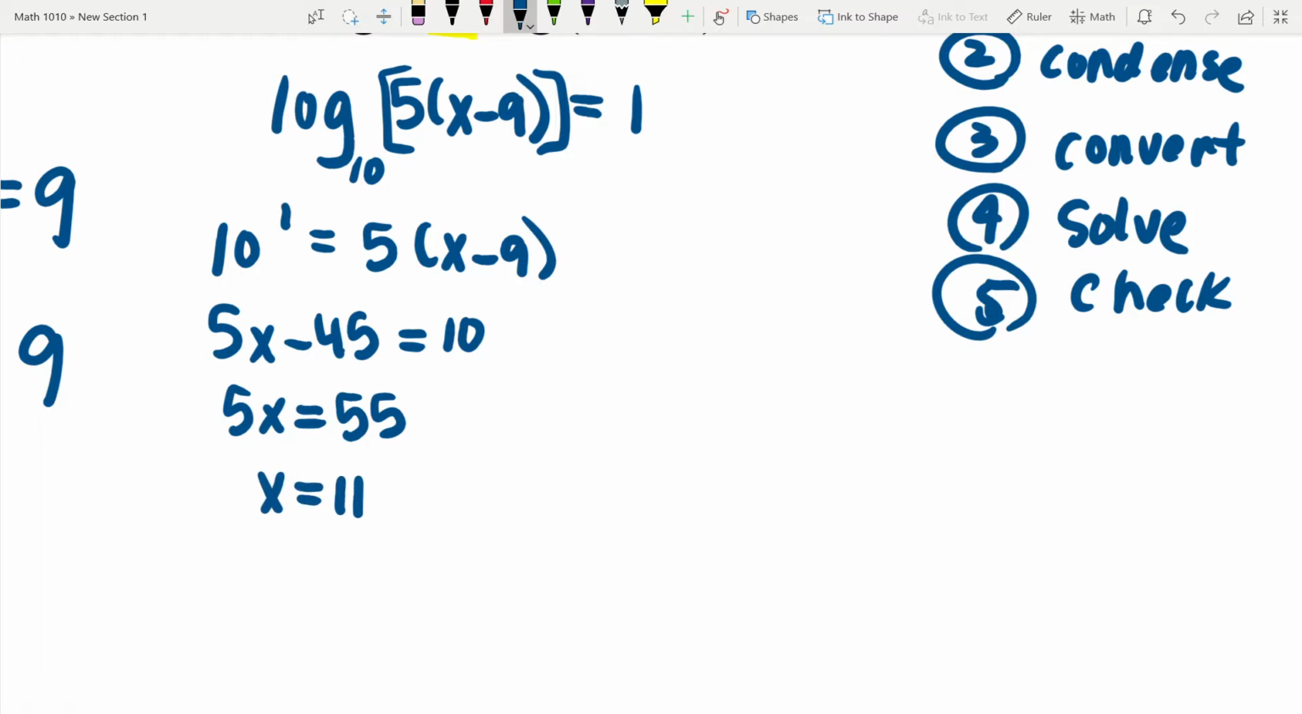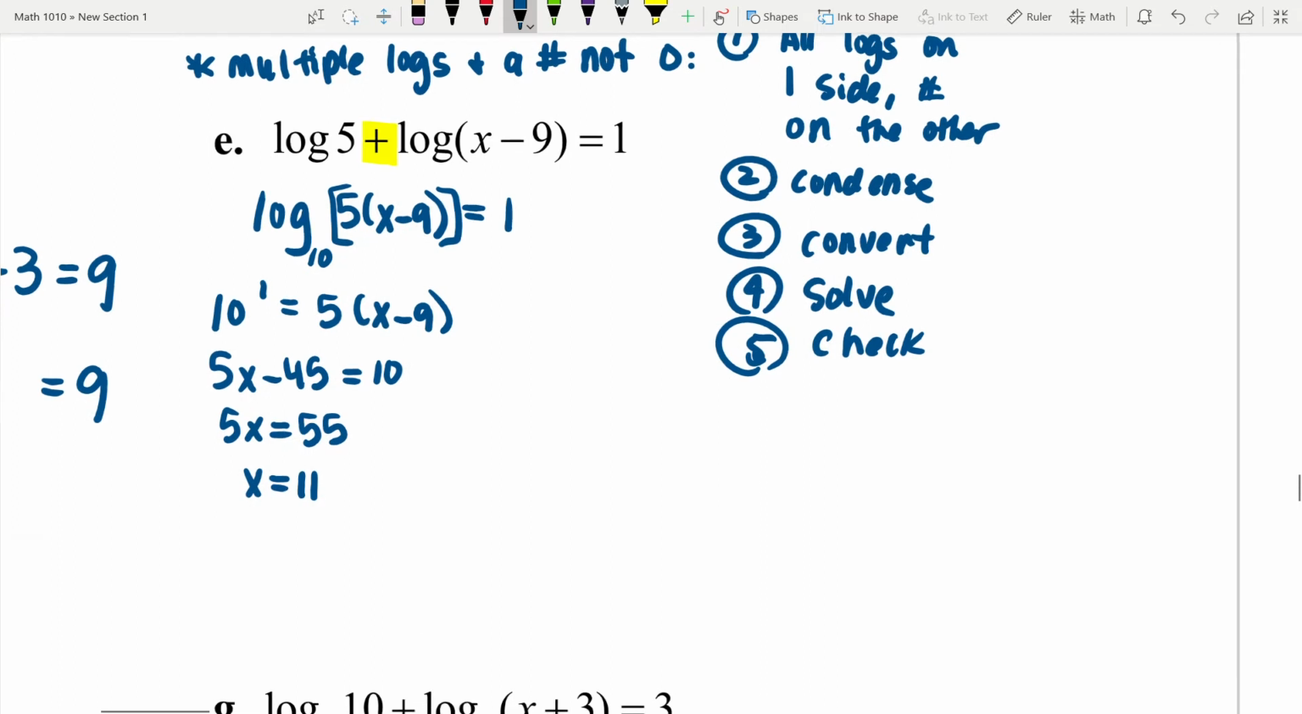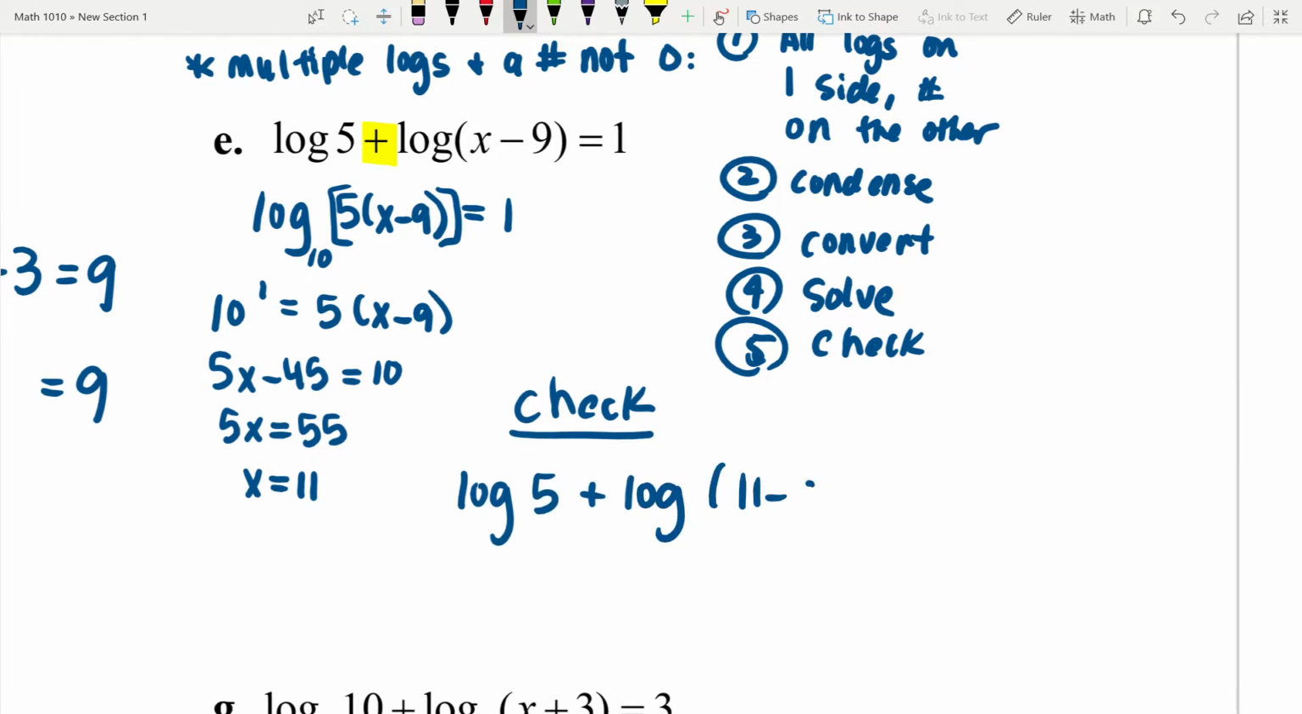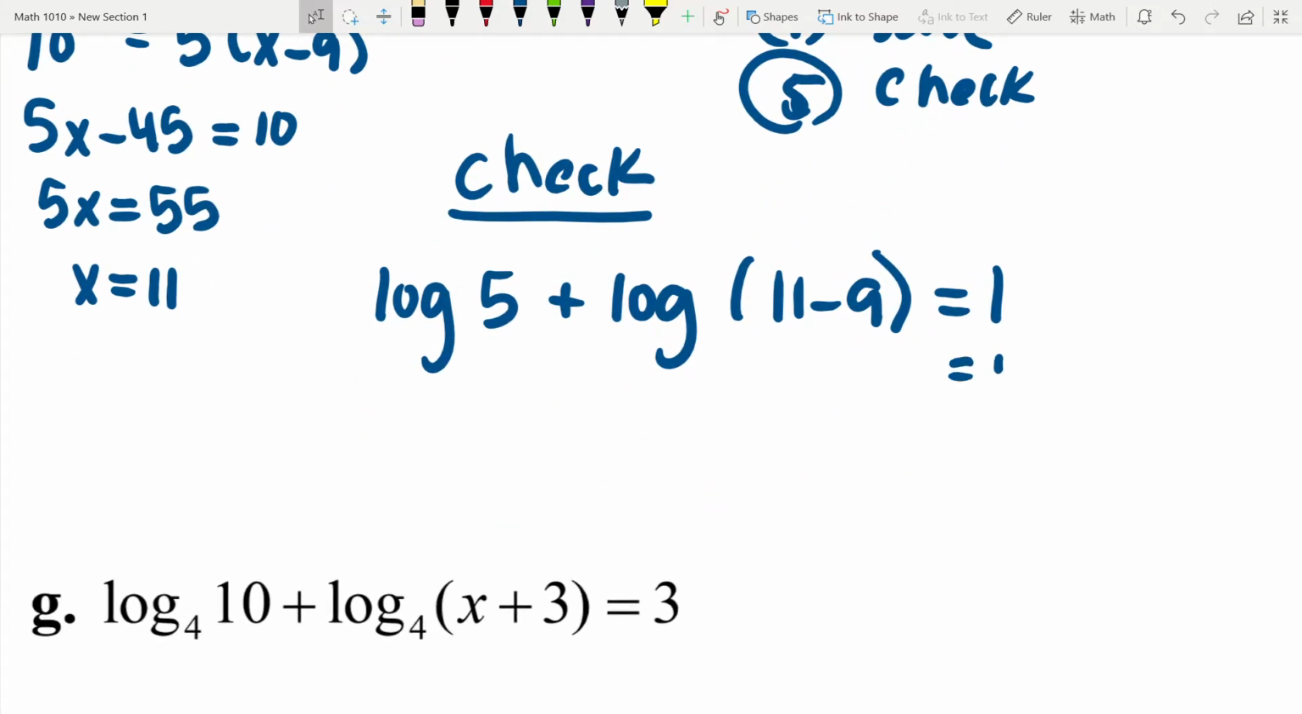What do I do next? Check. Everybody write the word check. You always check from the beginning. So everybody go log 5 plus the log of 11 minus 9 equals 1. Grab your calculator. Keep the equals 1 and equals 1. Put in the left and see if you have it. So everybody go log 5, close it off, plus log 11 minus 9 is 2. Close it off, hit enter. I got 1 equals 1. I am certain I got that problem right.